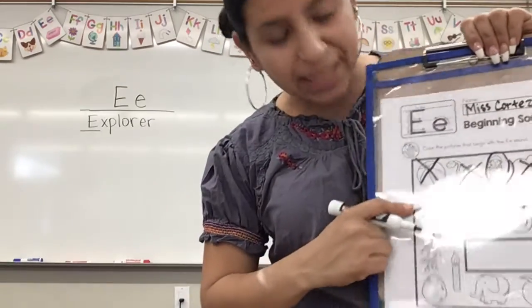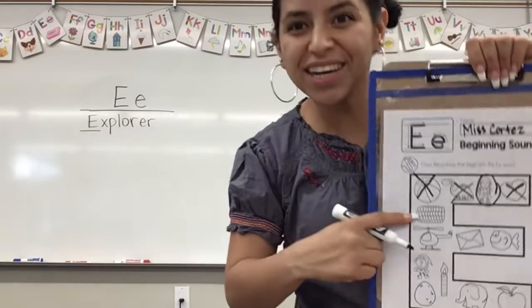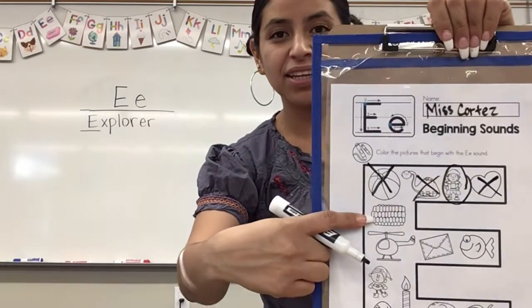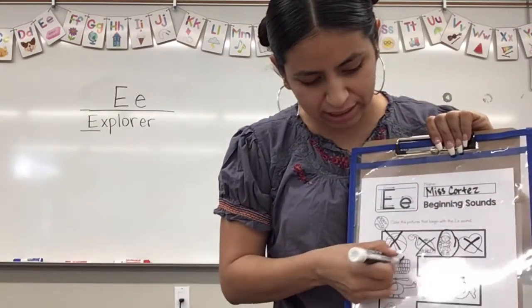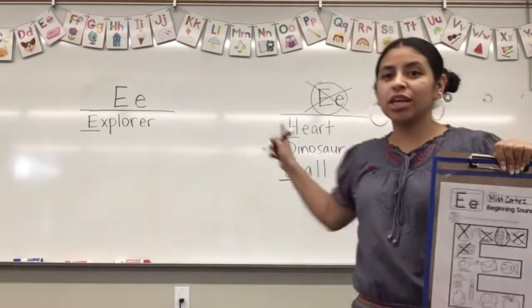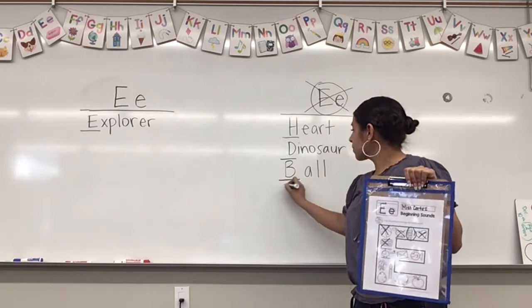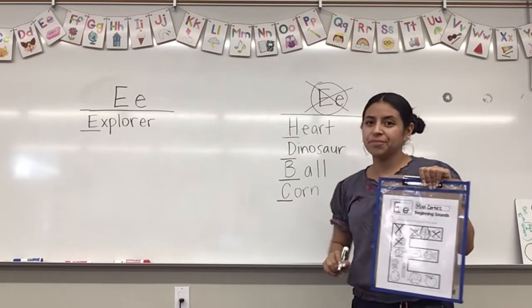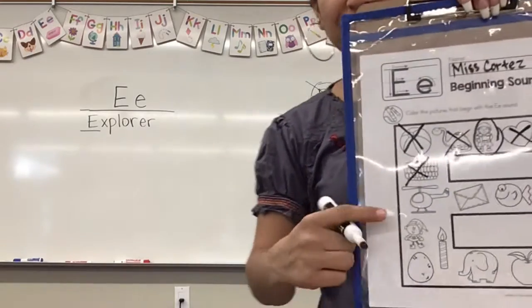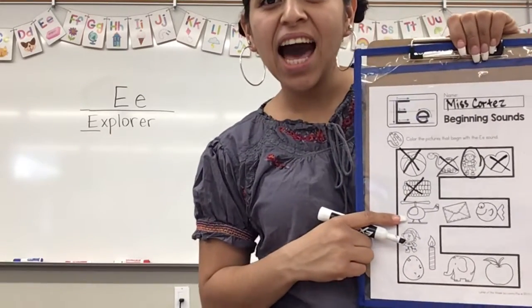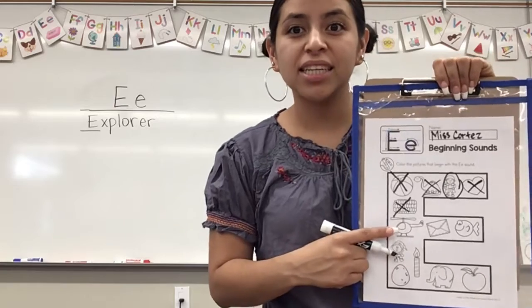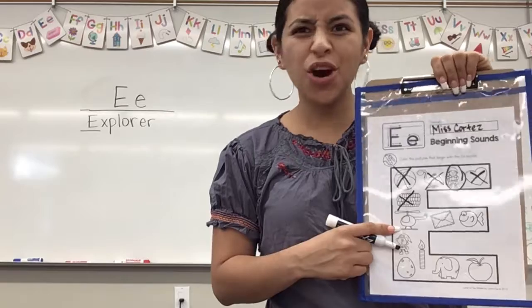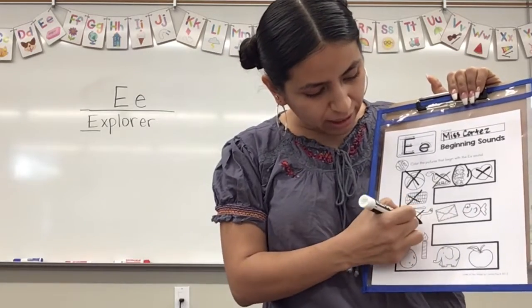All right, TK, moving on to our next one. This is a piece of corn. Does corn begin with the sound? No, right? It begins with the C. So we're gonna write that word on this side. Corn begins with the C. All right, moving on. This is a helicopter. Does helicopter begin with the sound? No, right? That begins with the H.